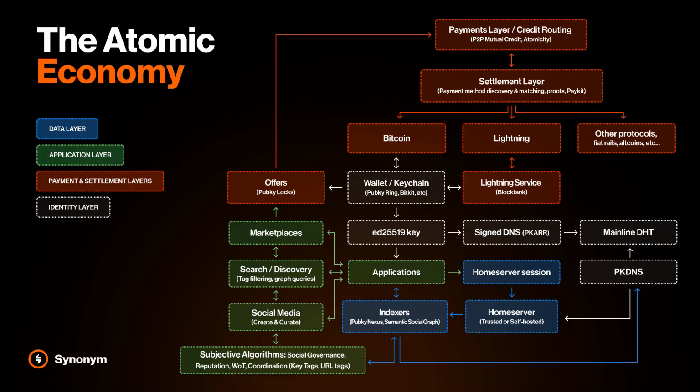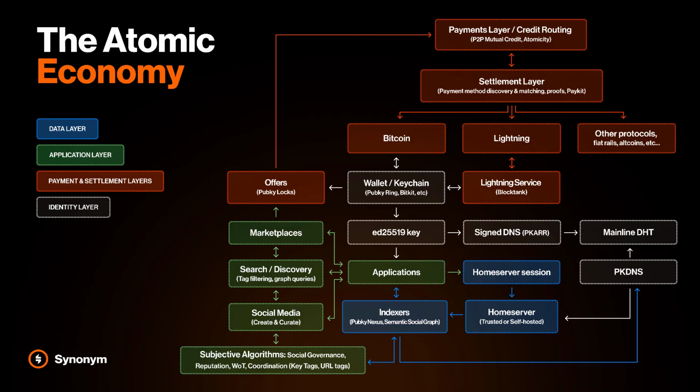So we call this idea the atomic economy, and it's meant to represent the ability to have a free market society that is parallel to what we currently do. As far as what's relevant to Pubky, it kind of spans all of these layers. You'll see here there's something marked as data layer, application layer, payment settlement layer, and identity layer.